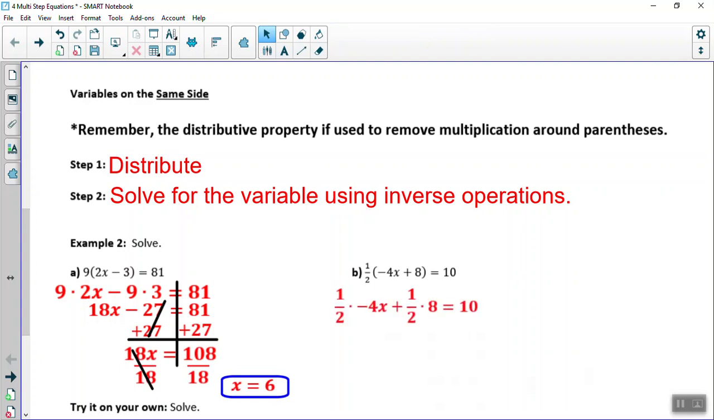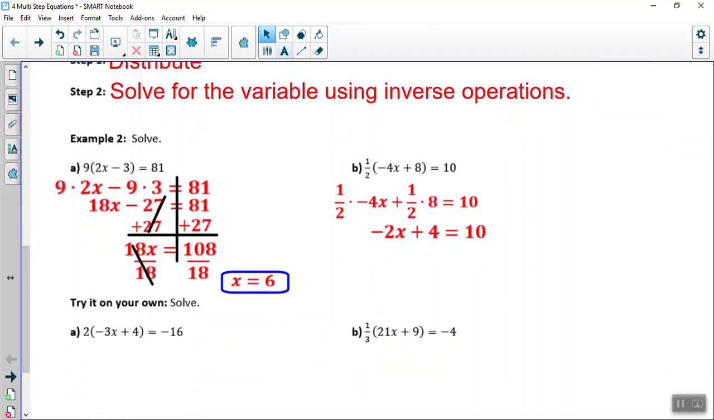We're going to show that multiplication like this. And again, this is a step that we often just do in our head. I'm just showing the work here. Once we do that, we're now down to negative 2x plus 4. And once again, I now have a two-step equation to solve. So I can draw my line. I can subtract 4 from both sides to isolate my variable.